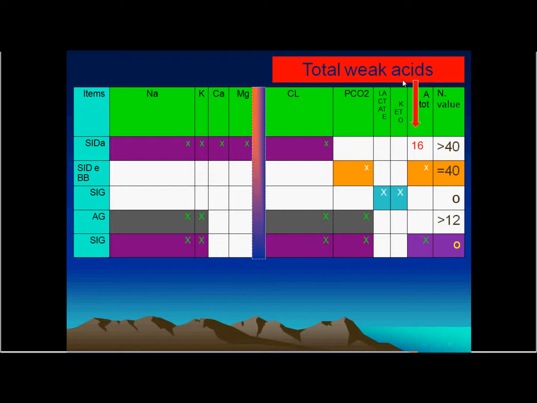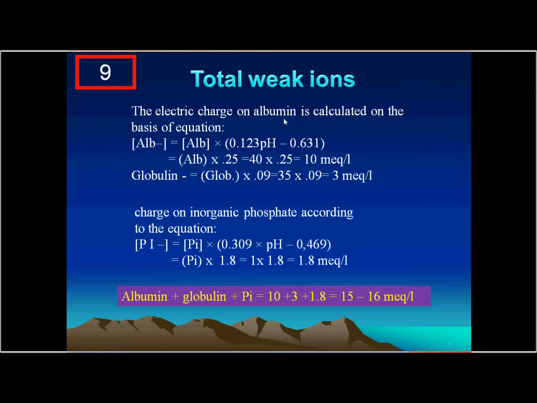This is the total weak acids. The weak anions include the bicarbonate and the total weak acids. The total weak acids include albumin, globulin, and inorganic phosphates. When we measure and calculate how much charge is on the albumin, since albumin is affected by changes in the pH, this is the formula to calculate how much charge is on the albumin. Finally, this is the albumin multiplied by 0.25. If the albumin is 40, multiplied by 0.25 will give you 10 milliequivalents per liter as the charges.